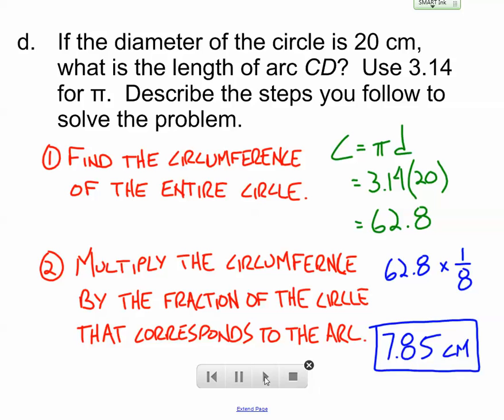Now that's the same, you know, if it was a 44 degree arc, then we'd just go 62.8 times 44 over 360, and that would give us the same thing. In this case, we could go 62.8 times 45 over 360. 45 over 360 is 1/8.